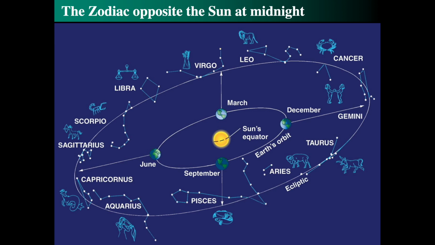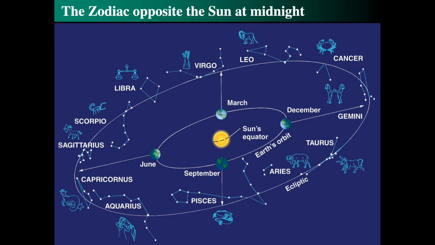And still we can then look at it from the other perspective to say, well, what's in the night sky at midnight during these times? Oh, okay, so in September, Pisces is up at midnight. In December, Gemini's up at midnight, or at least 180 degrees away from the sun in the sky.